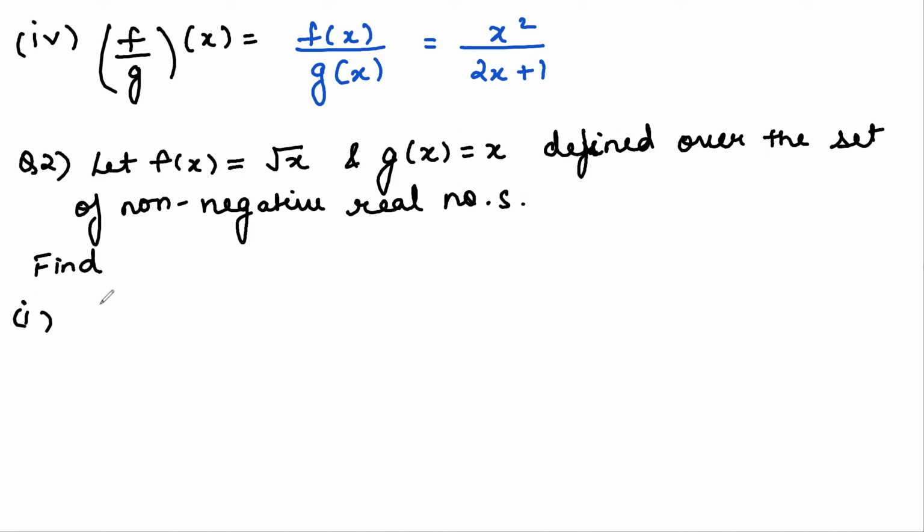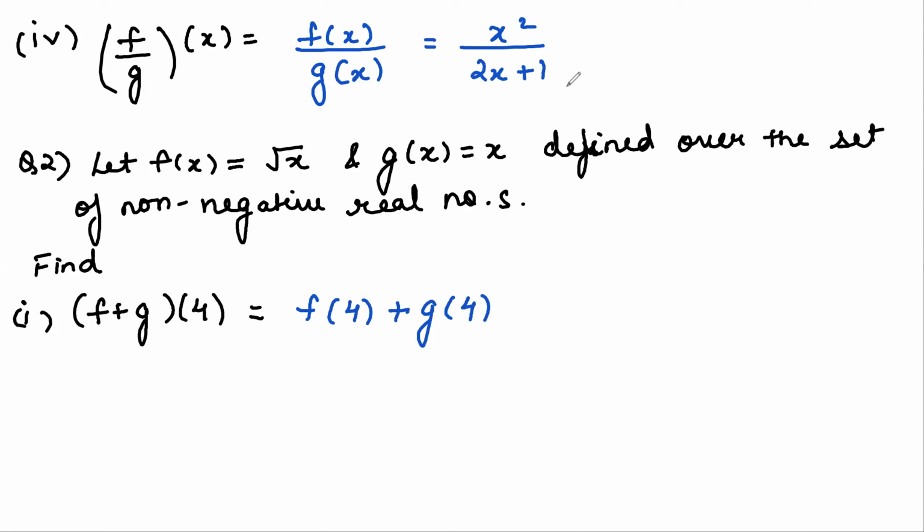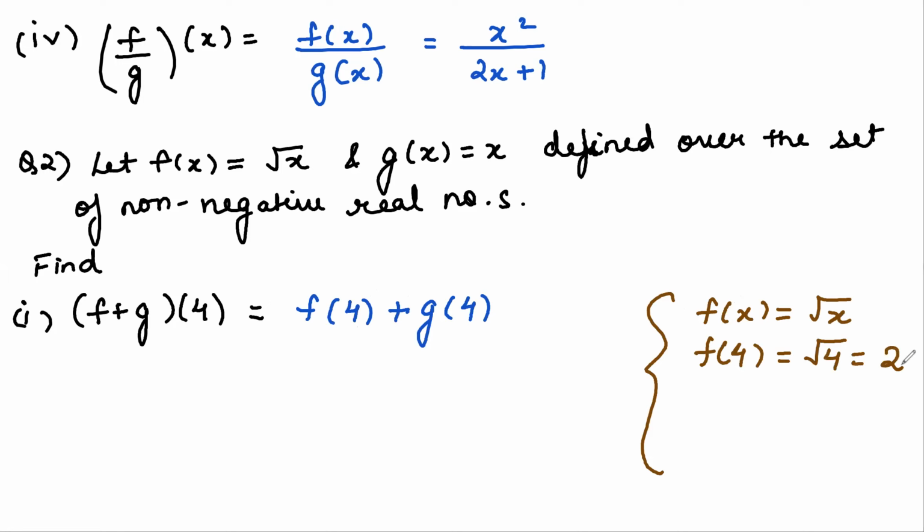first, f plus g of 4. Let's say you have to find this. So what will this be equal to? According to the definition, it should be f of 4 plus g of 4, right? So I need to find out what will be f of 4. Since f(x) is given to be root x, f of 4 will be equal to root of 4, and root of 4 means 2, right?